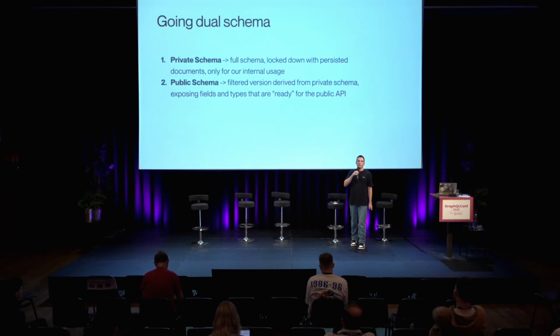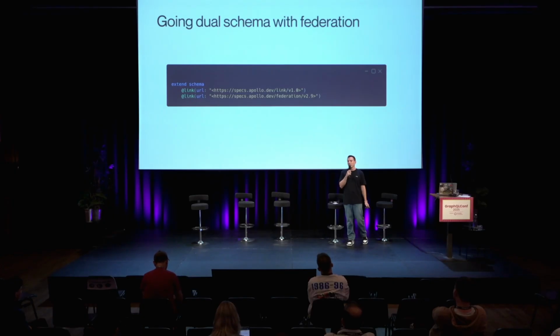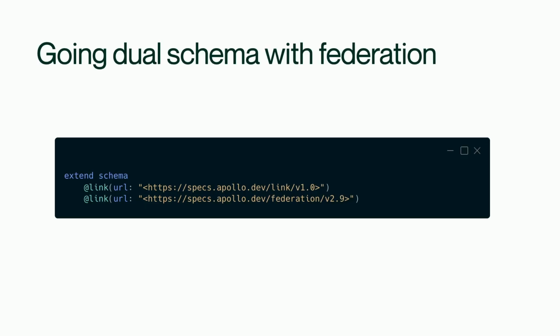Then we also wanted to have the public schema, which is a subset of the private GraphQL schema that is meant for third-party customers, where we feel comfortable with the schema that it's stable enough for giving to someone and where we wouldn't just do unexpected changes that would break them. So we decided to achieve this schema duality with GraphQL Federation or Apollo Federation.